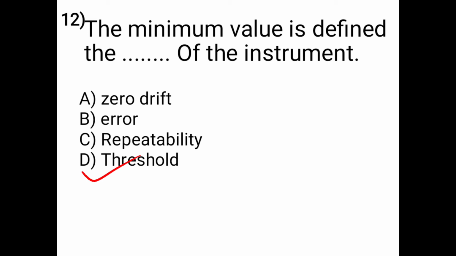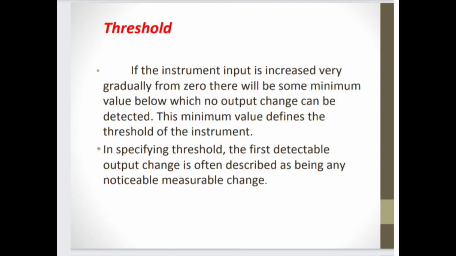Next, here we see in detail what the threshold is. If the instrument input is increased very gradually from zero, there will be some minimum value below which no output change can be detected. This minimum value defines the threshold of the instrument. In specifying threshold, the first detectable output change is often described as being any noticeable measurable change. So this is about the threshold.